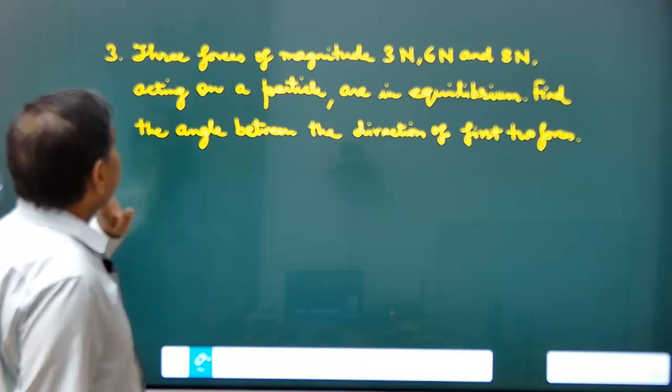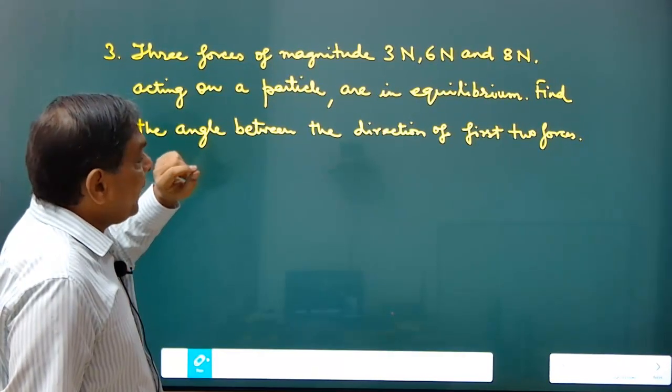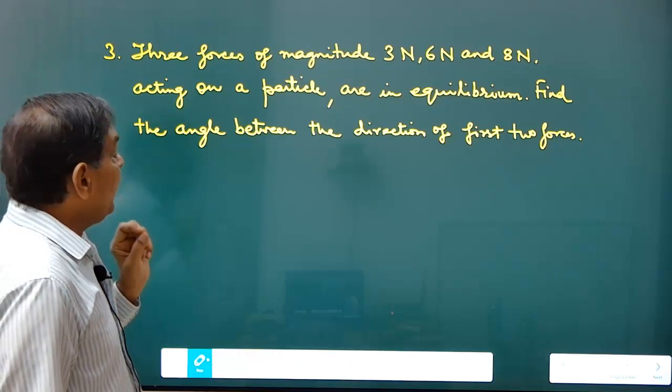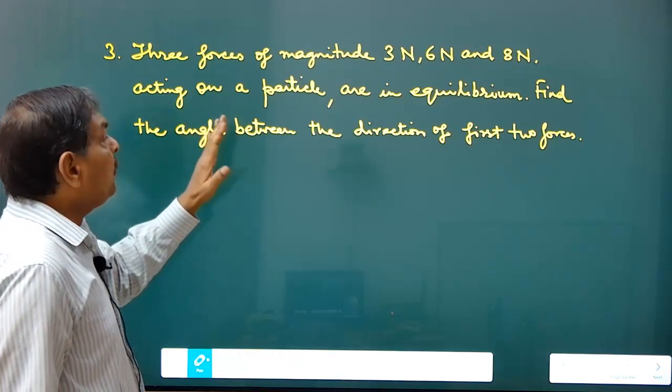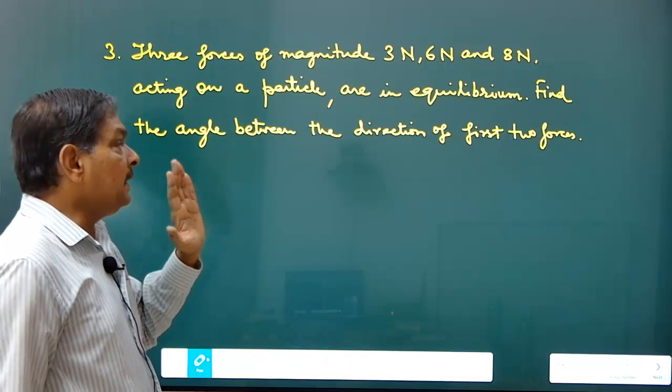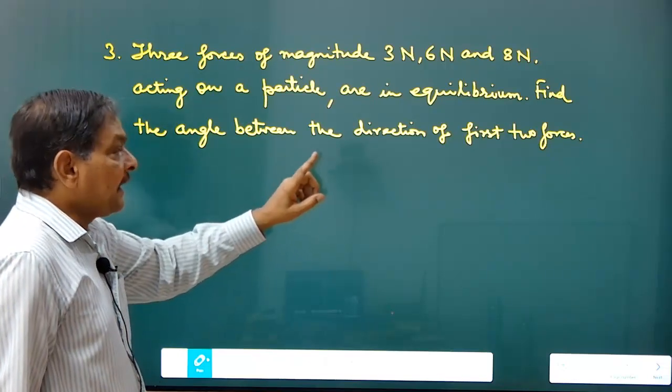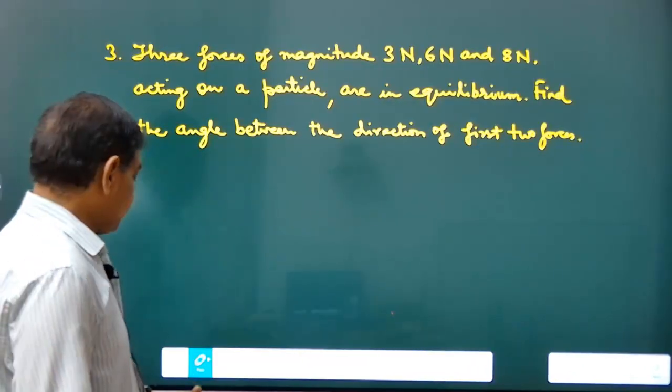Third question: three forces of magnitude 3 Newton, 6 Newton and 8 Newton acting on a particle are in equilibrium. Find the angle between the direction of the first two forces.